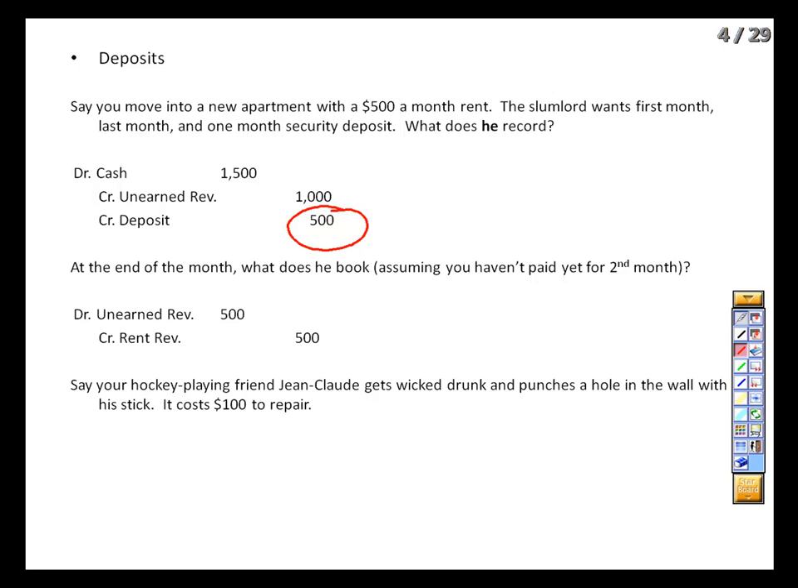Now, since we're in Maine, let's say our hockey player friend Jean-Claude, since he's Canadian of course, gets wicked drunk and punches a hole in the wall with his hockey stick. Because you know, when you're on that protein powder stuff that athletes take, that doesn't mix so well with booze.